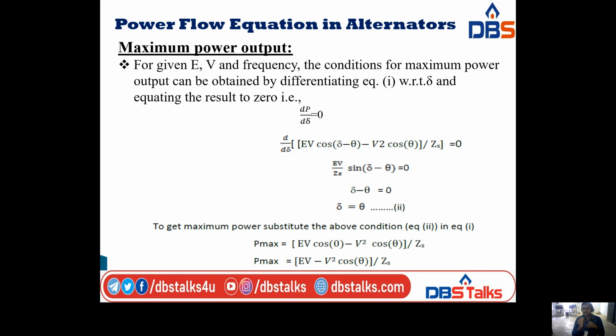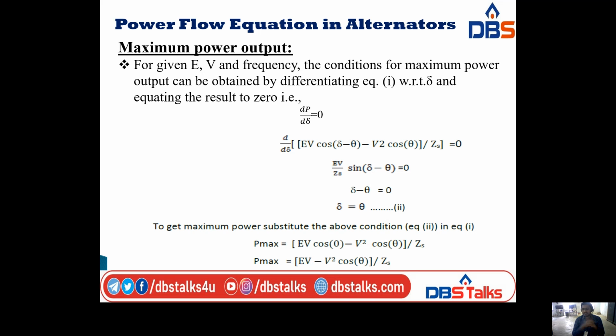So here I am writing d by d delta of the previous equation, P equal to EV cos of delta minus theta minus V square cos of theta by Zs, equal to 0. Differentiating this equation with respect to delta, we have EV by Zs into sine of delta minus theta equal to 0. From this, delta minus theta is equal to 0 and delta is equal to theta. Treat this as equation number 2, and to get the maximum power, substitute this condition, equation number 2, in equation number 1.